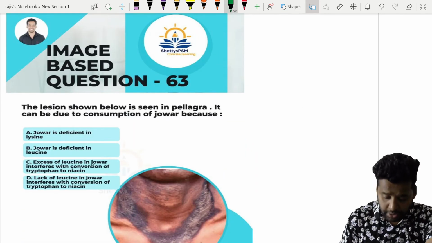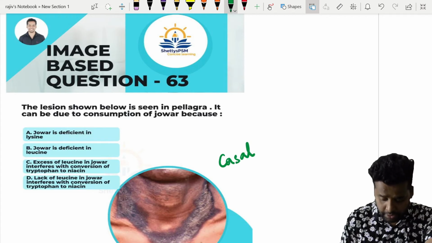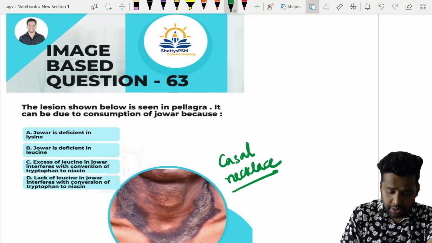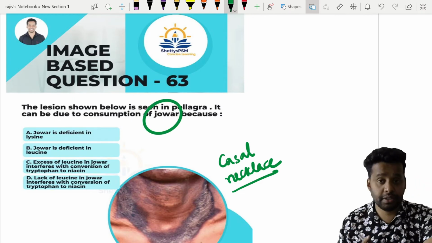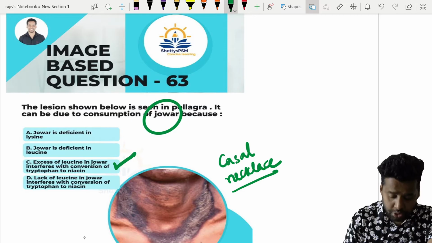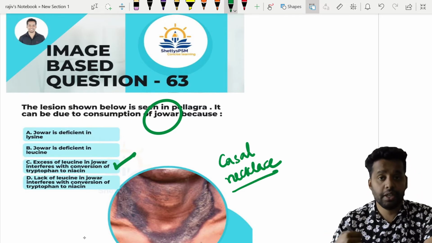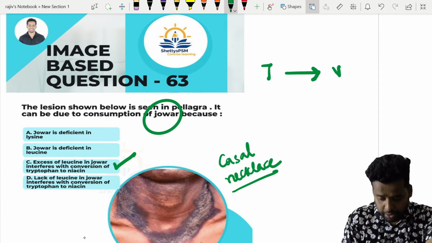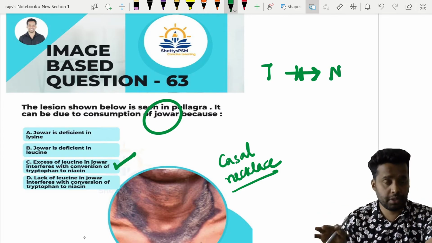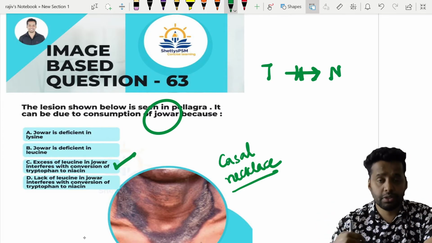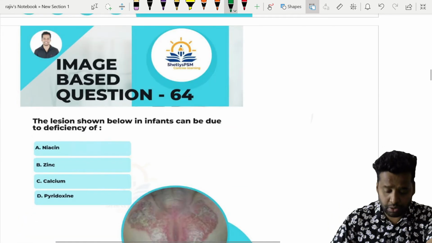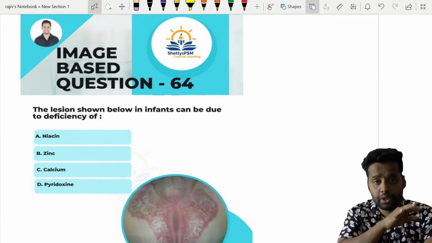What you are seeing is seen in pellagra, Casal's necklace. The question was, if you consume jowar, there is chance of pellagra. What is the reason? Answer is jowar is rich in leucine. Excess of leucine will block the conversion from tryptophan to niacin. So there is no niacin synthesis. Jowar can cause pellagra because it is rich in leucine, blocking the conversion.